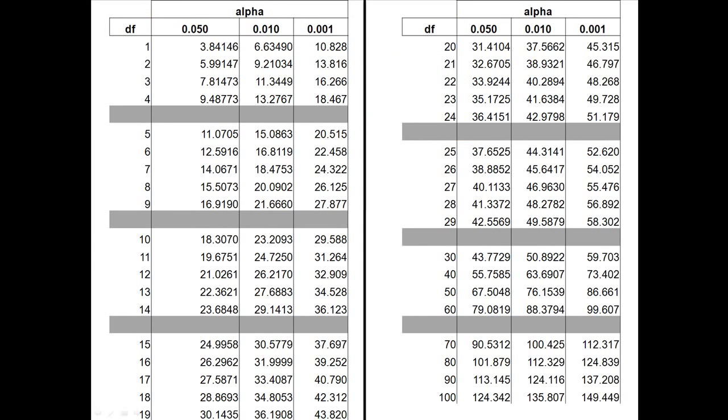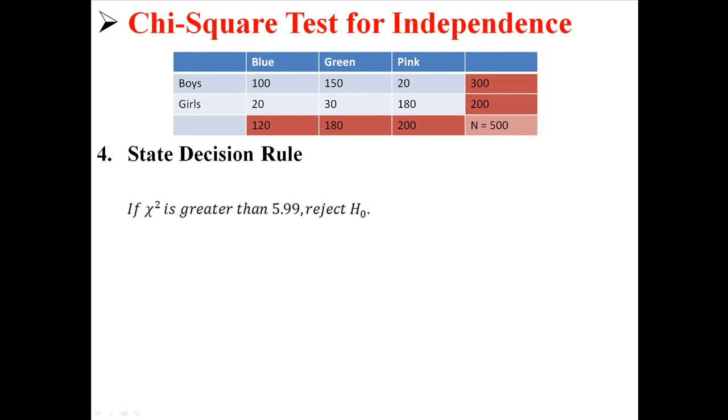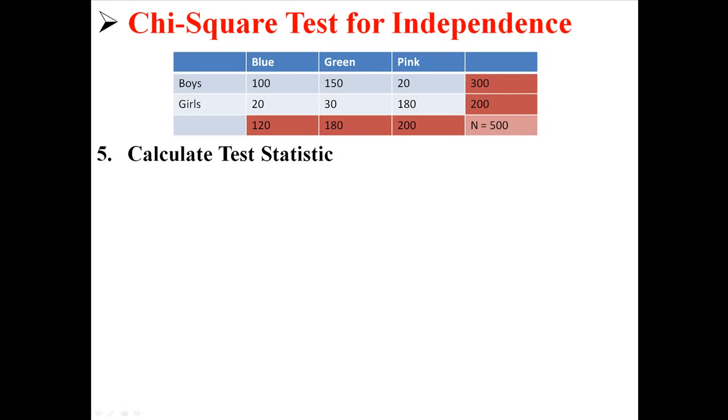We're going to go to our chi-square table, and using alpha 0.05 and 2 degrees of freedom, we find a critical value of 5.99147. So our decision rule is, if the calculated chi-square is greater than 5.99, we are going to end up rejecting the null hypothesis. So let's calculate our chi-square now.